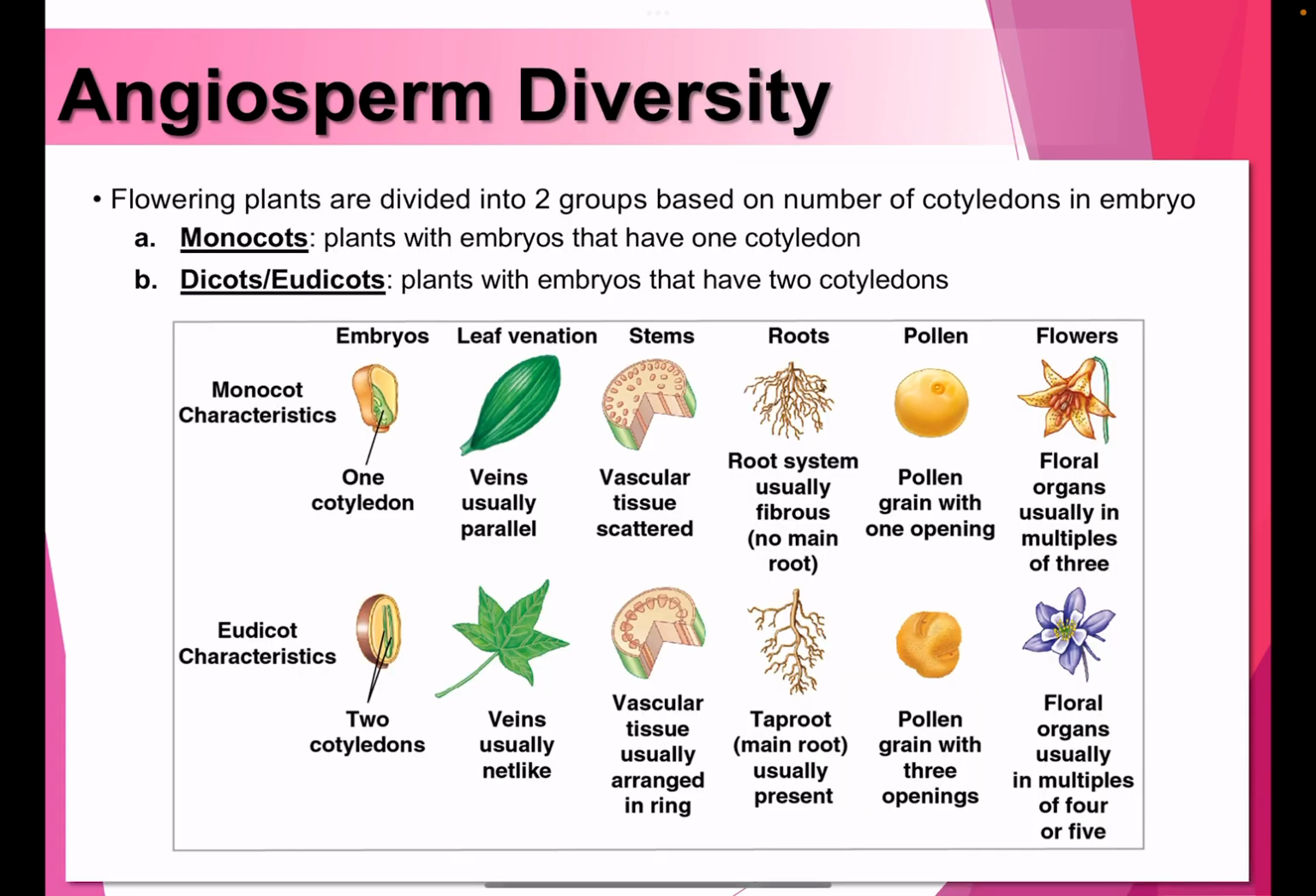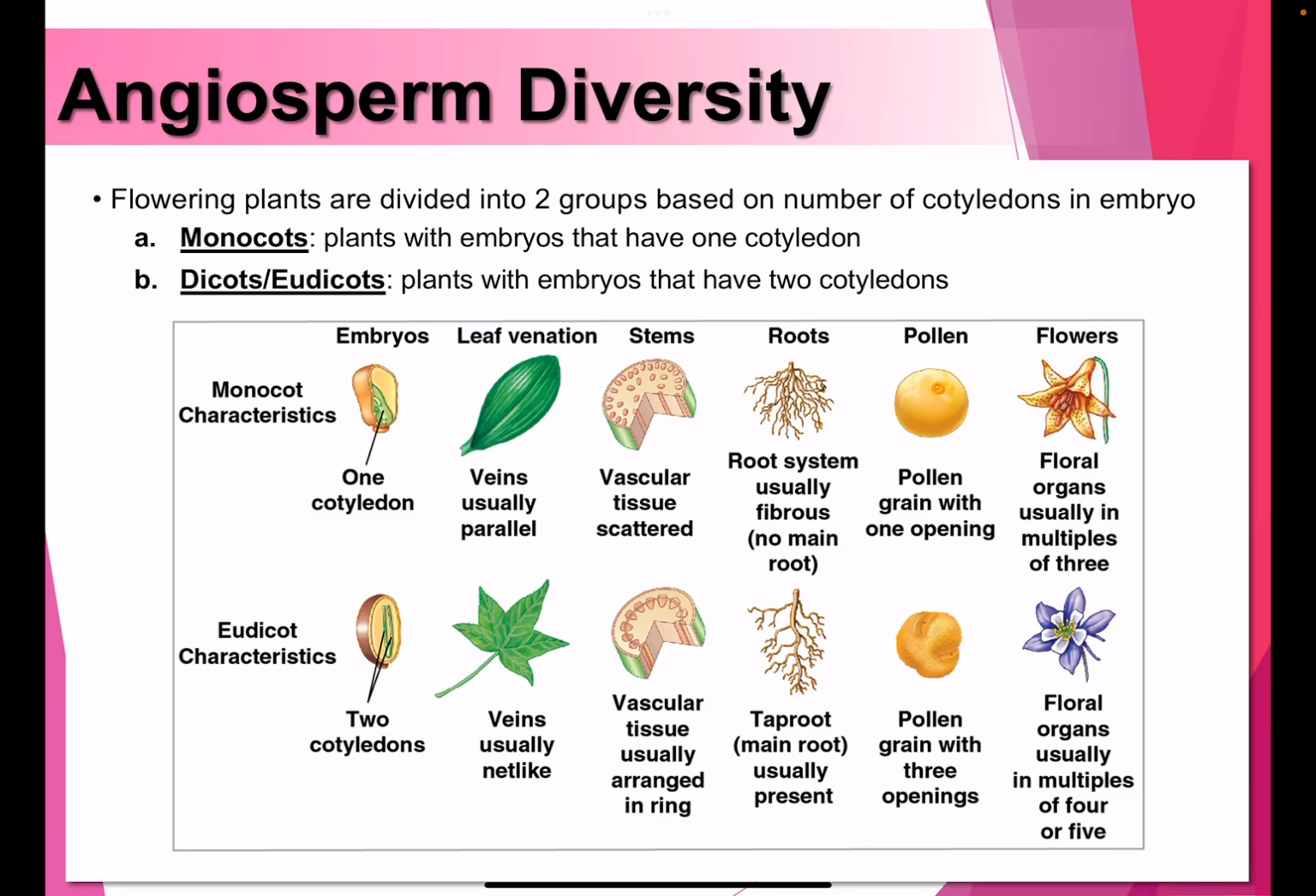All right, so let's talk about angiosperm diversity, just as we have talked about the gymnosperm diversity. So flowering plants are usually divided into just two groups, even though they only have one phyla. But we still further divide them into two groups because of the amount of species they have. These two groups are based on the number of cotyledons they have on their embryo.